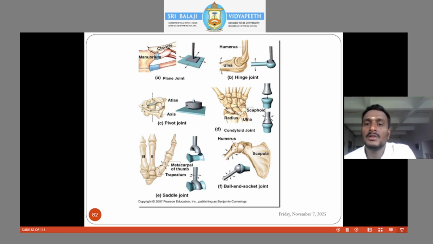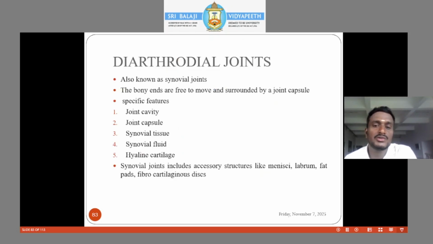Condyloid: the radiocarpal joint, between the radius, ulna and scaphoid. So the wrist joint is a condylar joint. Pivot joint: atlas and axis. Saddle variety: the carpometacarpal joint of the thumb. Ball and socket: hip joint, shoulder joint. The features of diarthrodial joints, also known as synovial joints.